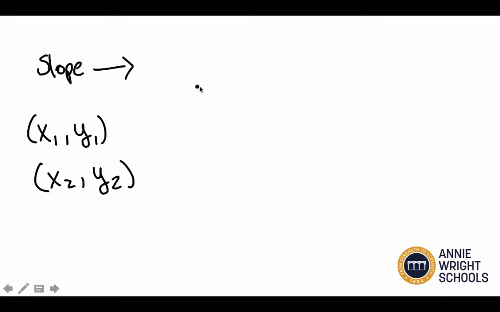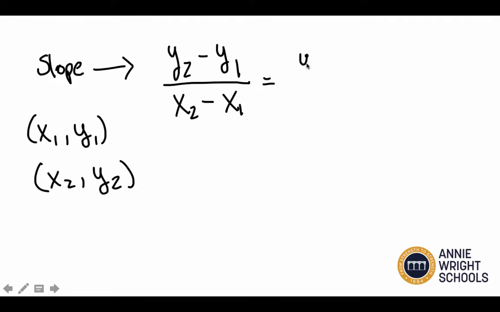Slope is always found between 2 points by taking one y-coordinate and subtracting the other, and this is what's important, taking the x-coordinate that corresponds with that y-coordinate and subtracting the other. It is perfectly fine if you do y1 minus y2 over x1 minus x2. What matters is that the y units are on top, that the x units are on bottom, and that the first two go together. This is what we mean by rise over run.